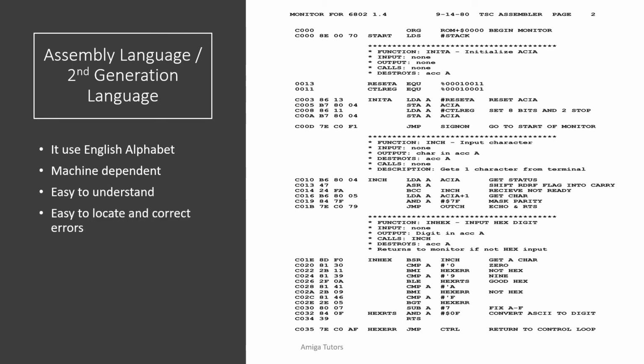It uses English alphabet and it is machine dependent. It's easy to understand and easy to locate and correct our errors. So in assembly level language, we can interact with computer. This assembly language is changed to machine language by some other process, which we will talk about later.